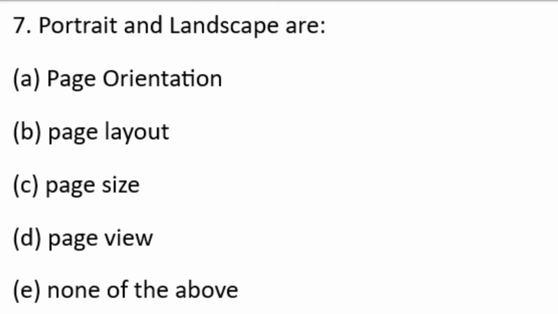Portrait and landscape are A. Page orientation. B. Page layout. C. Page size. D. Page view. A. None of the above. Answer is A. Page orientation is the way in which a rectangular page is oriented for normal viewing.